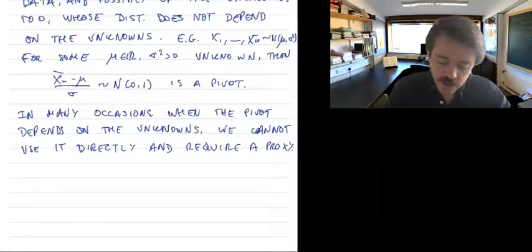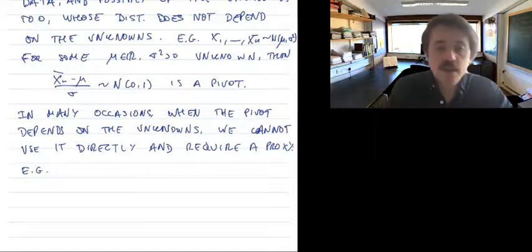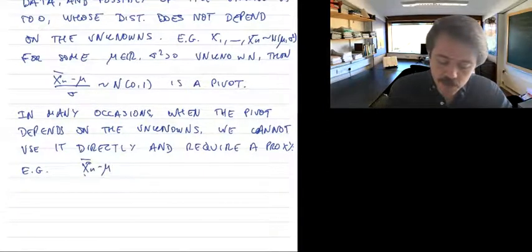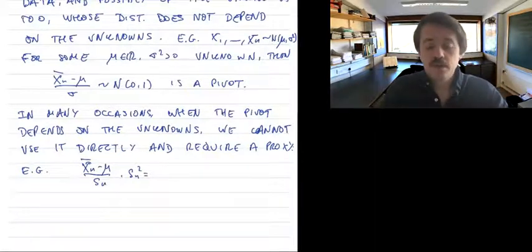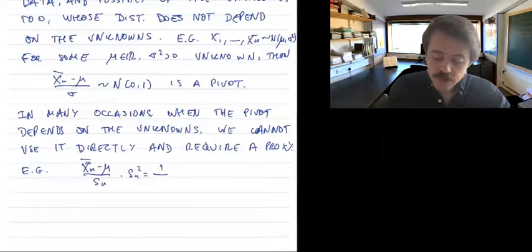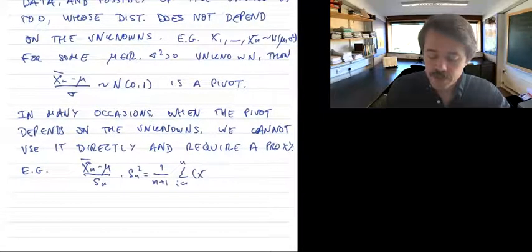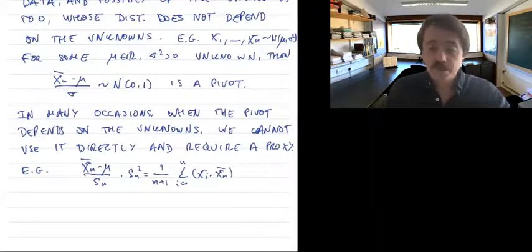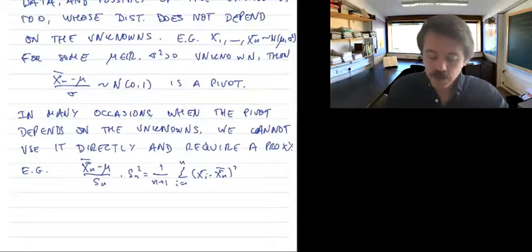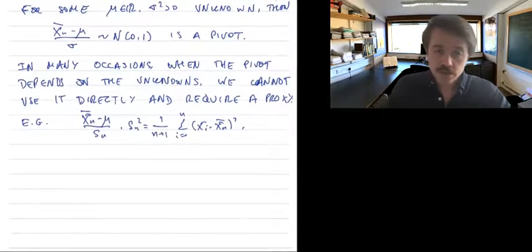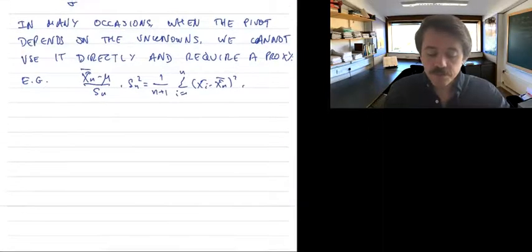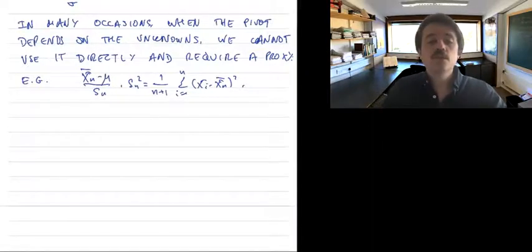Okay, so for instance, in the case above, we can take Xn bar minus mu divided by Sn, where Sn squared is 1 over n minus 1 times the sum from 1 to n of (Xi minus Xn bar) squared. So that's one thing. We've seen this in how to construct confidence regions, for instance. And this is still a pivot.